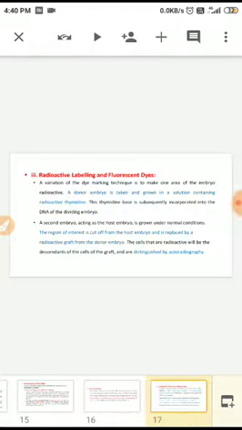Radioactive labeling and fluorescent dye. A variation of the dye marking technique is to make one area of the embryo radioactive. We take a donor embryo and grow it in a solution containing radioactive thymidine. The thymidine base is subsequently incorporated in the DNA of the dividing embryo. A second embryo acting as the host embryo is grown under normal conditions. A region of the host embryo is cut out and replaced by a radioactive graft from the donor embryo. The cells that are radioactive will be descendants of the grafted cells, distinguished by autoradiography.